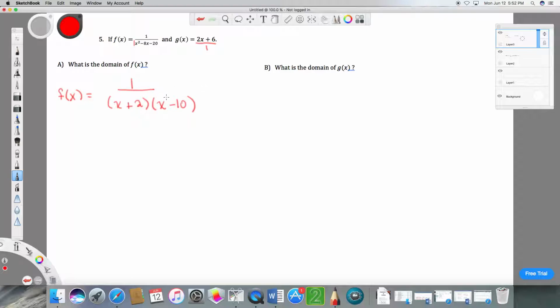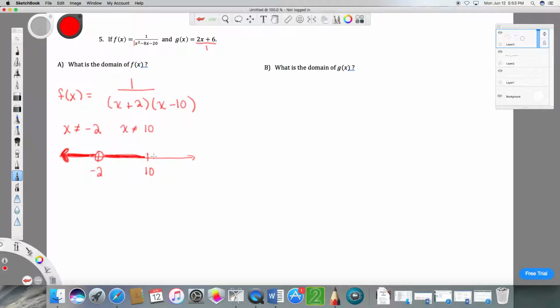So now it's very easy for me to see that I need to avoid the number negative 2, because negative 2 plus positive 2 would give me a 0 in the denominator. I need to avoid the number positive 10 for that same reason, that 10 minus 10 is 0, and 0 times anything is 0, and that gives me a 0 in the denominator. So for the domain of f, it's the set of all real numbers, excluding negative 2 and excluding positive 10. All of the other real numbers do not cause division by 0, so they are in the domain.